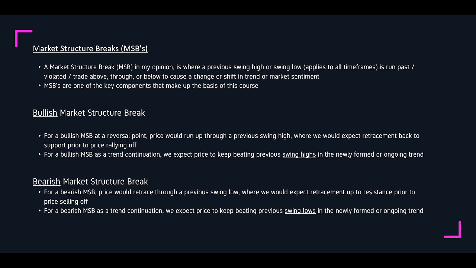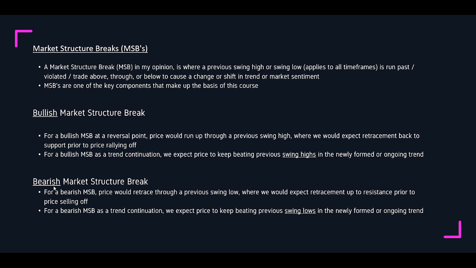And we have 2 versions. The bullish market structure break. So a bullish market structure break at a reversal point, for example, price would run up through a previous swing high where we expect retracement back to support prior to price rallying off. And for a trend continuation, we just keep expecting swing highs to be beaten. So we'll have a look in a second.